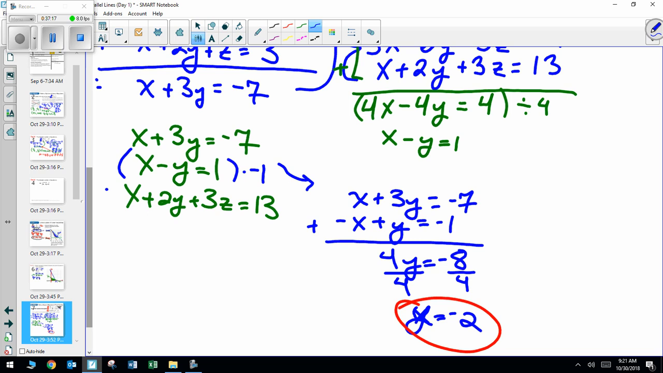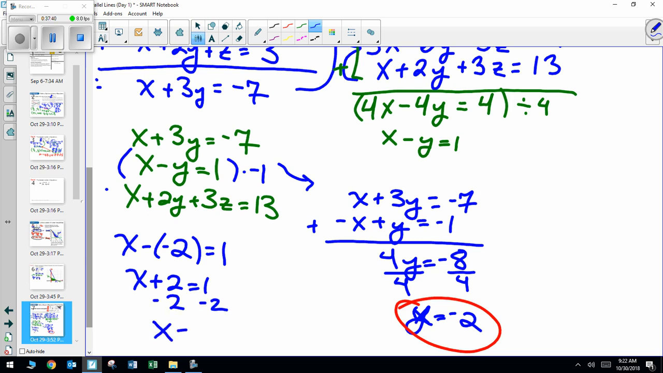So if I plug y is -2 into any of these equations where I just have two variables, I could even plug it into this one. So I'll plug it in here. I have x minus -2 equals 1. Minus a negative becomes x plus 2 equals 1. Minus 2 from both sides, I get x equals -1. So that's my second answer.